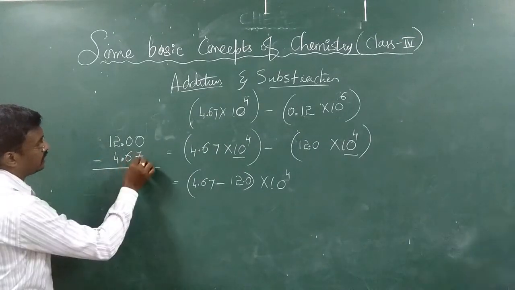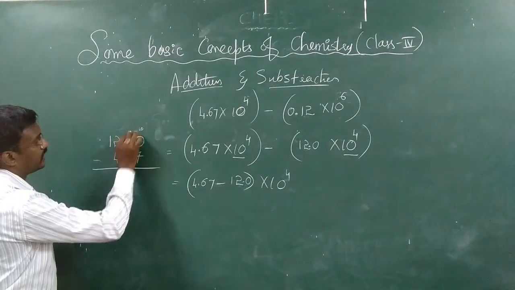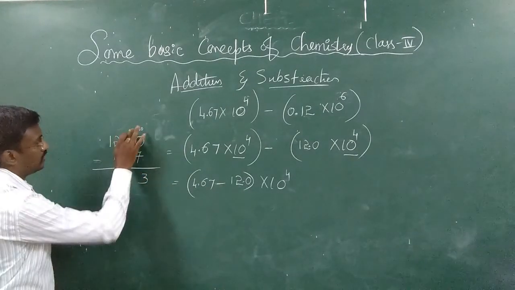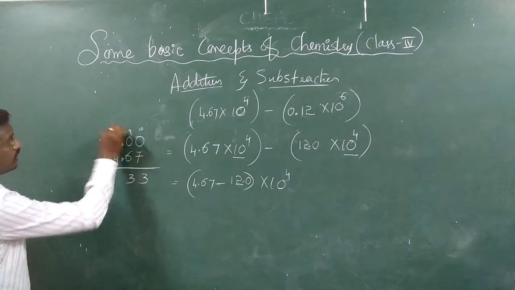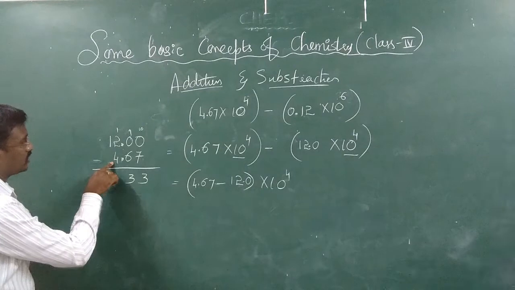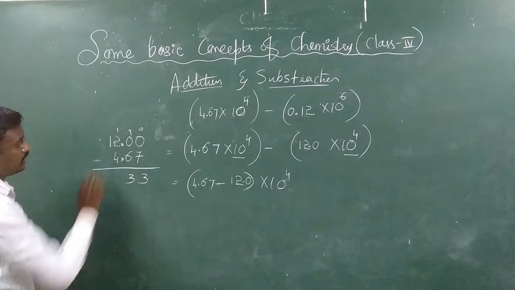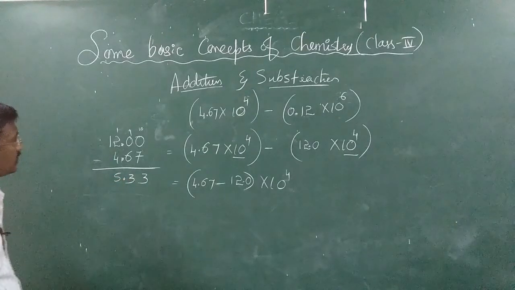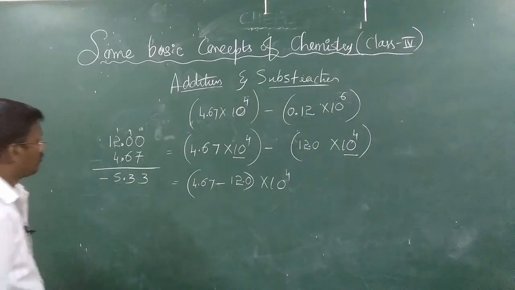I will write it minus, and it is not possible to subtract from 0. Therefore, I will borrow from the next digit and take 10. This becomes 9. So 10 minus 7 is 3. 9 minus 6 is again 3, and I have taken 1 from 2, so it is 1. 1 minus 4 is not possible, therefore I will borrow another one. So 10 plus 1 is 11. 11 minus 4 is 5. So the point comes here: 5.33, and the greater number carries the minus charge. That's why it is minus 5.33.